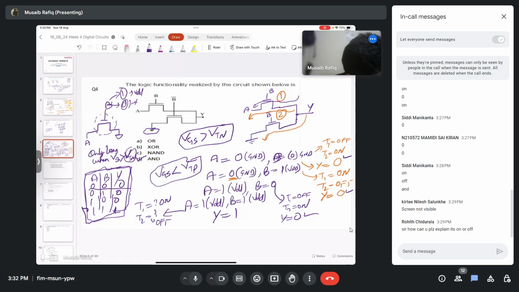No, no, it should be greater than. I think I messed up. Some convention details. So for simplicity, you can write mod of VGS should be greater than mod of VTP. That also makes sense.